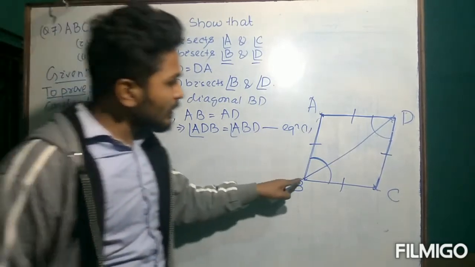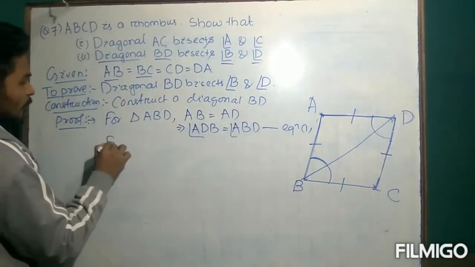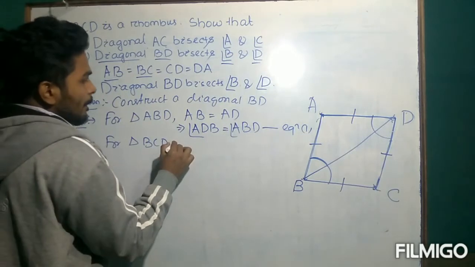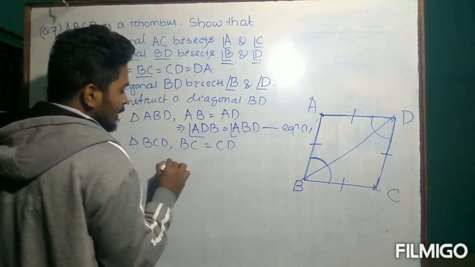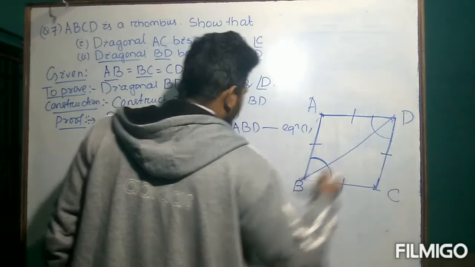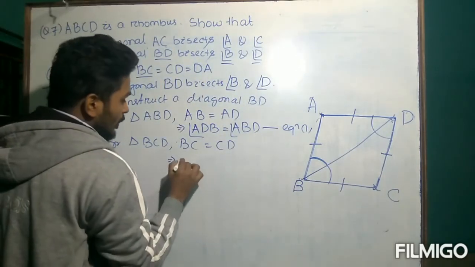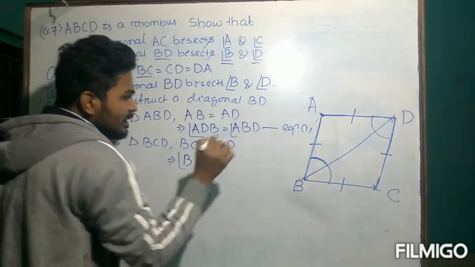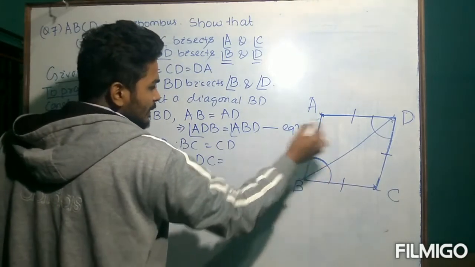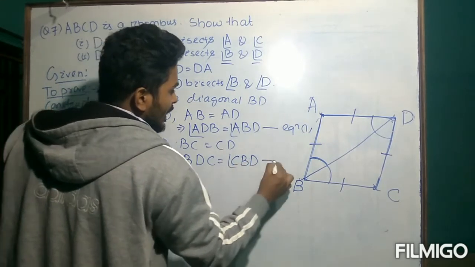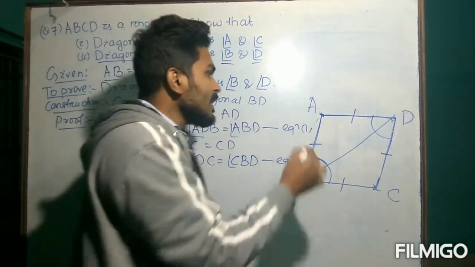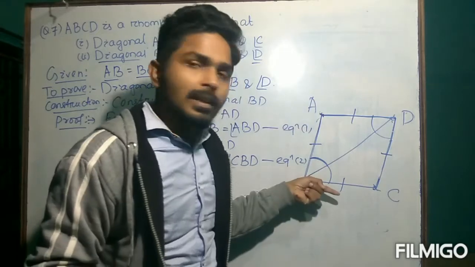Okay, again let us consider the triangle BCD here. So for triangle BCD, it has also two sides equal. BC is equal to CD. So here BC is equal to CD. So their opposite angles must be equal. The opposite angle of BC is this BDC. You can say CDB, whatever you can write. So BDC is equal to CBD. Right, let's say this is equation number 2. Understood?